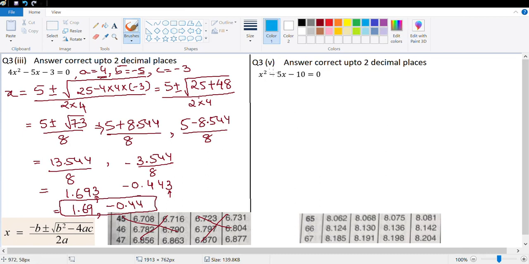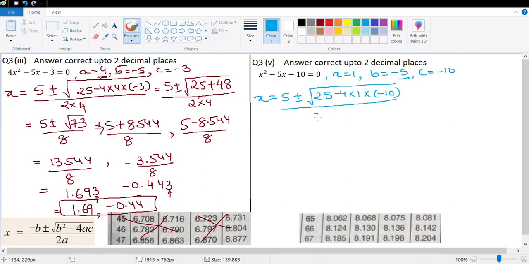The next question is question number 3, part 5. So this is x square minus 5x minus 10. A is equal to 1, B is equal to negative 5, C is equal to negative 10. So x is equal to minus b, which is minus of negative 5, that's 5, plus minus the square root of b square, that's 25, minus 4 into 1 into negative 10, upon 2a, which is 2 into 1. So this is 5 plus minus the square root of 25 plus 40, upon 2.